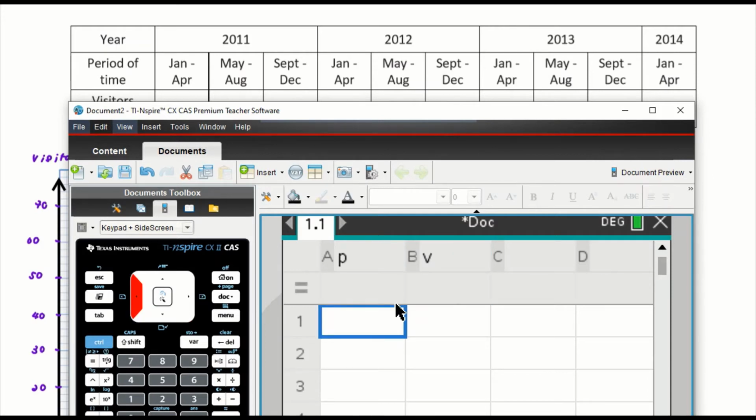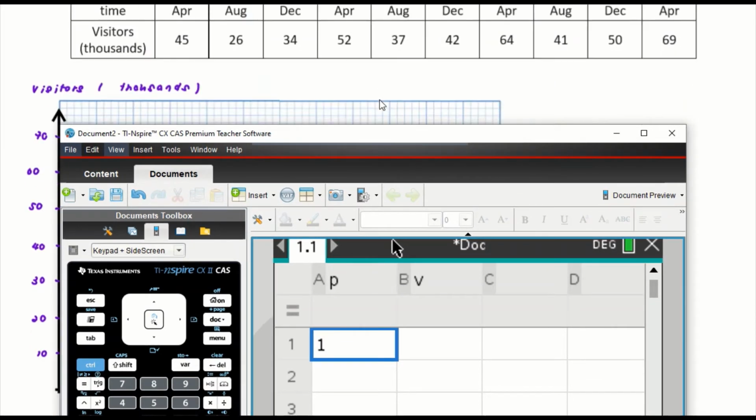Okay, so you realize that in our data here, what we have for the period of time is January to April, then May to August, September to December. But you need to know that our calculator can't work like a human's brain, where we understand the first month to the fourth month, then the fifth month to the eighth month, and so on. So in our calculator, what we need to do is just assign it with a number, treating it like a numerical number. So this is my first period, which consists of January to April for 2011. Then the visitor number here is 45.